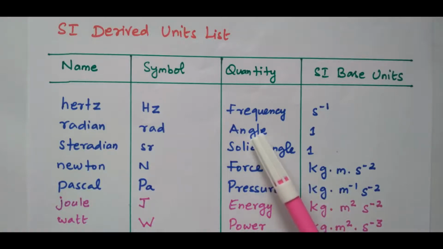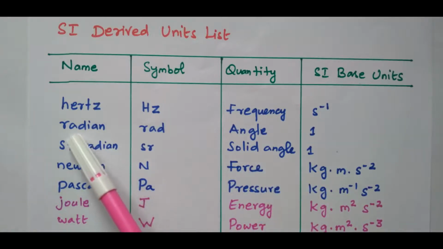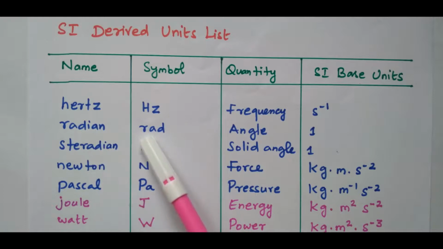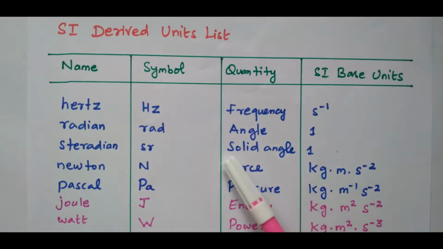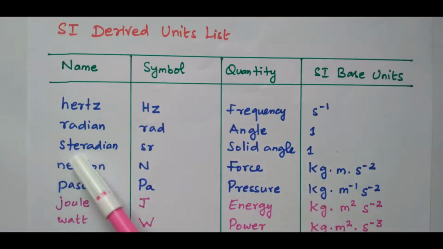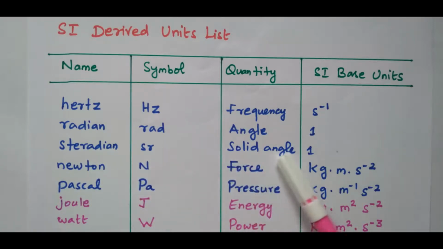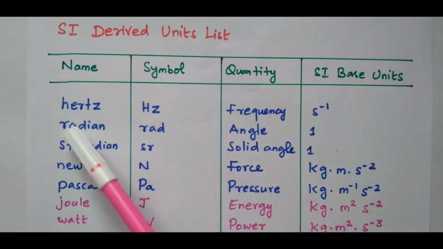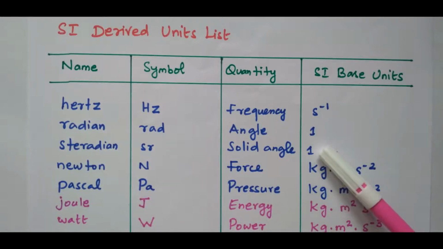Next one, angle. It is measured by radian. The symbol is rad, R-A-D. The base unit is 1. For angle, we have one more, solid angle. Steradian, sr, is used for solid angle. Normal angle is referred to by radian. For that also, the base unit is 1.